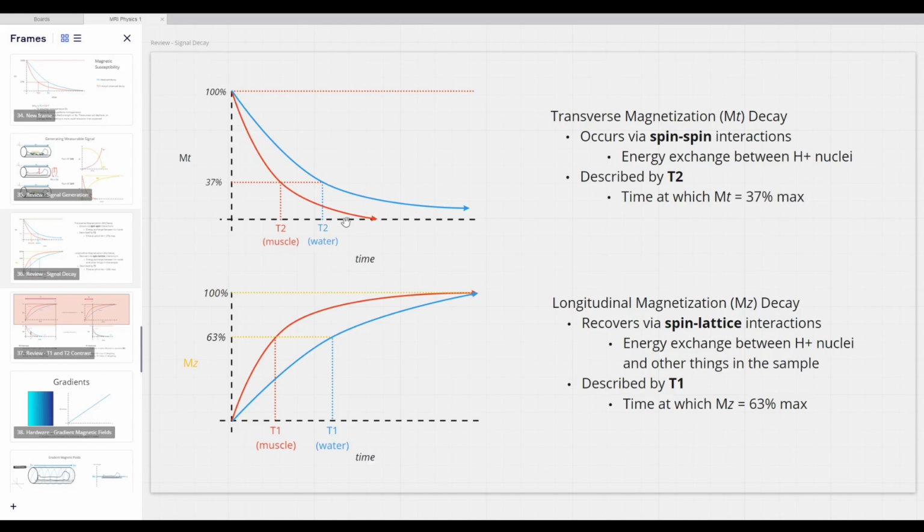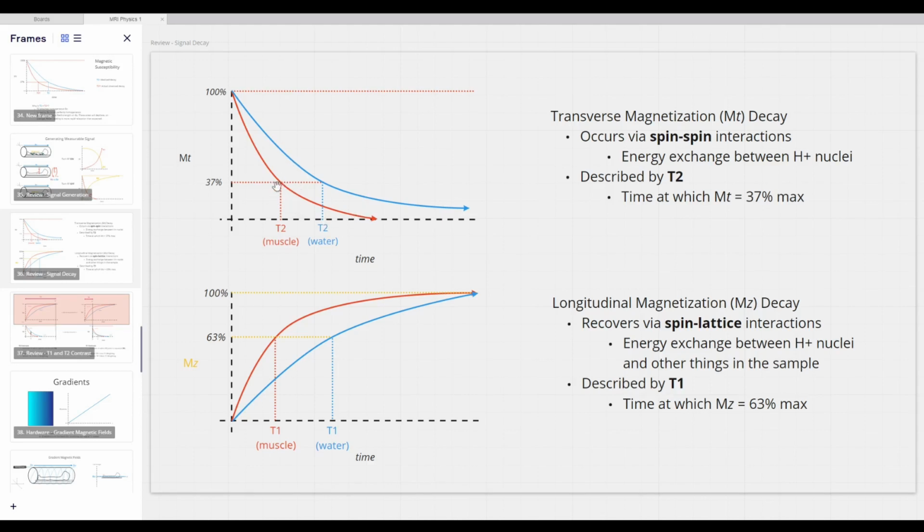We said that in muscle, protons are closer together. They're less free to move around, so they're more likely to bump into their neighboring protons and exchange energy. And that's why this curve has a faster decay, and their T2, the time at which they reach 37% of their original, is shorter.